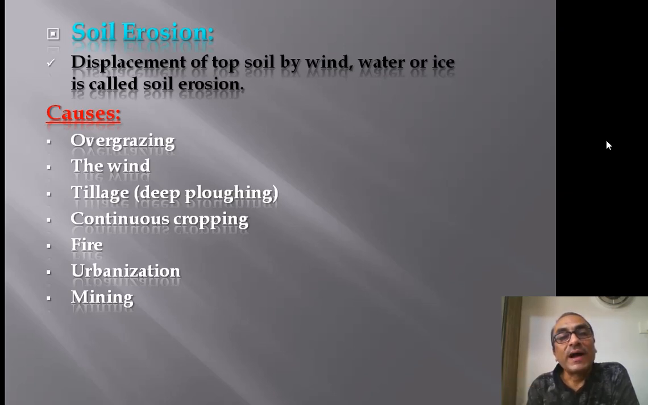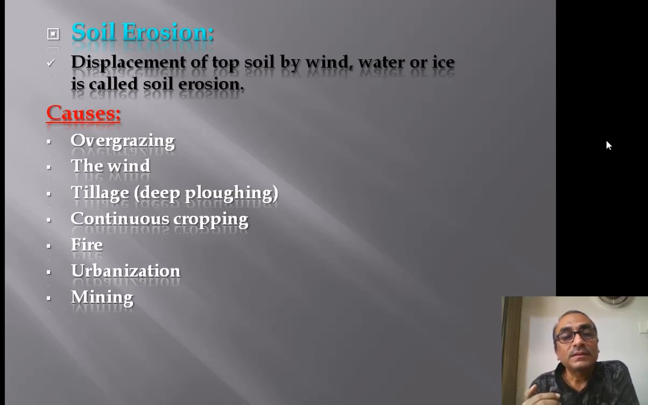Then fire, sometimes we are burning the leftover plants when we do the harvesting. That is, you have learnt about it as jhum culture or slash and burn culture. So by that way we are turning the remaining stems into the fine ash, and that also leads to soil erosion. Then urbanization, because we are cutting the trees, clearing the grounds and constructing the buildings, and definitely the loss of the forest cover leads to soil erosion.